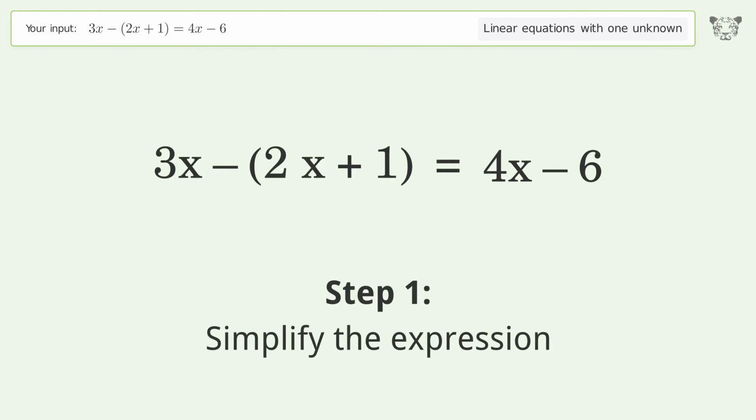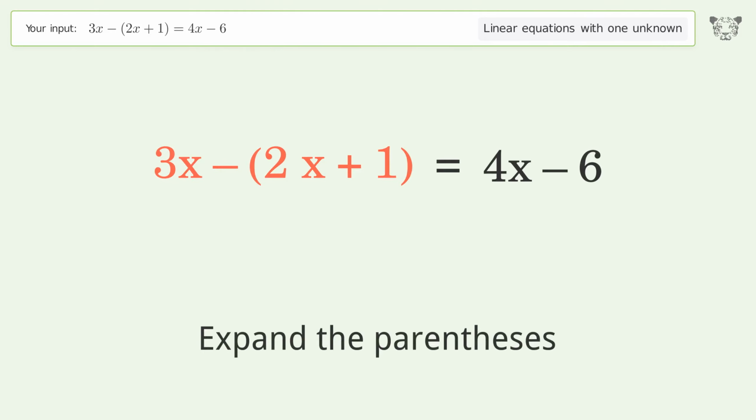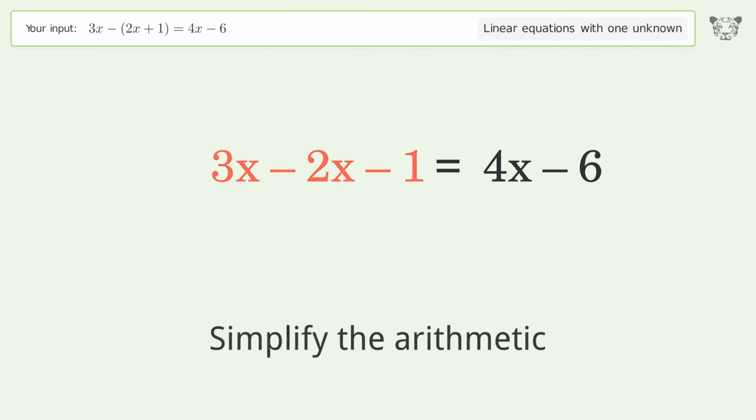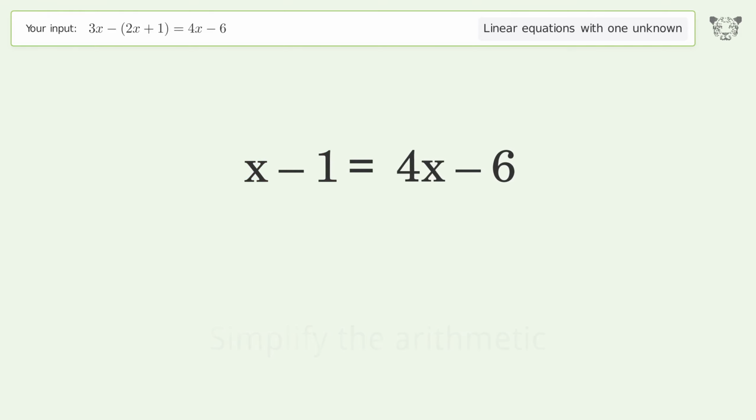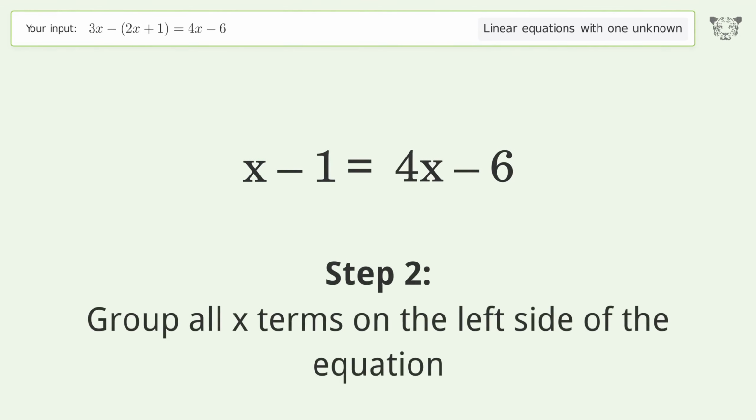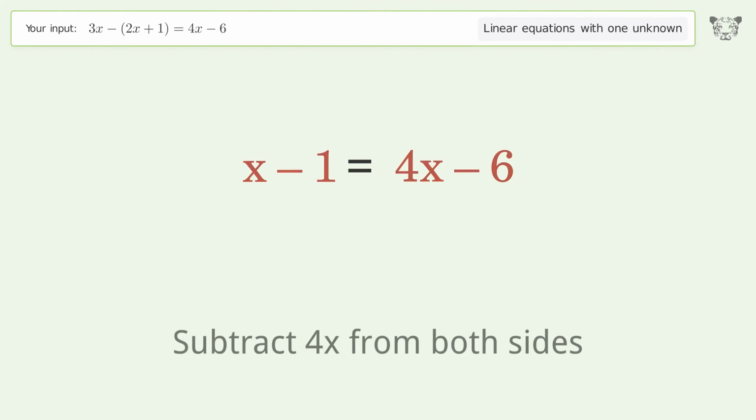Simplify the expression. Expand the parentheses. Simplify the arithmetic. Group all x terms on the left side of the equation. Subtract 4x from both sides.